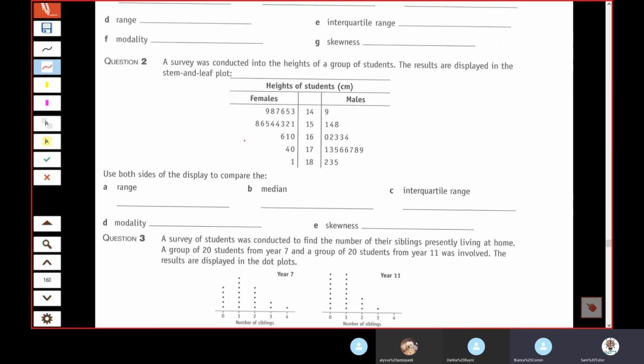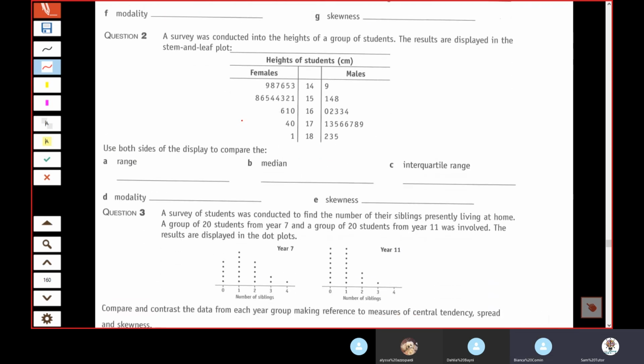So let's look at question 2. That pretty much covers everything I would want to talk about. A survey was conducted into the heights of a group of students. The results are displayed in the stem and leaf plot. Don't forget, the way we read this is 149, and this is 143, 145, 146, and so on. Use both sides of the display to compare the range, median, interquartile range, modality, and skewness.